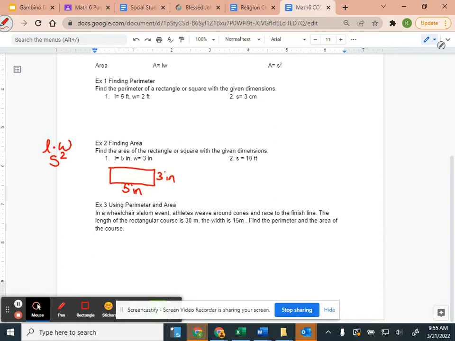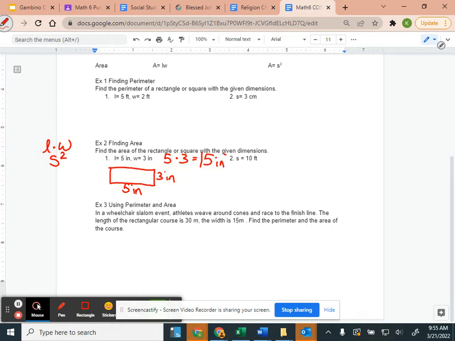You multiply 5 times 3. I'm going to multiply them together. Length times width. What is 5 times 3? 15. So what is my measurement going to be? Is it going to be just inches? Inches squared, because I'm multiplying inches by inches.